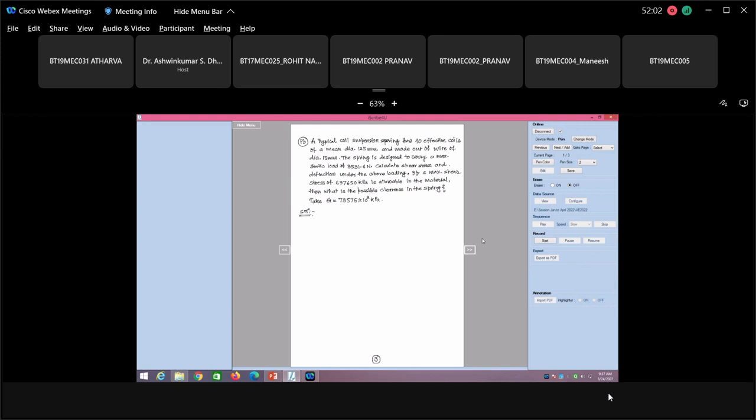So sir, what do we have to calculate here? See, it says a typical coil suspension spring has 10 active coils. So the number of active coils, n is equal to 10. It has a mean diameter, capital D given as 125 millimeter, and small d given as 15 millimeter. The spring is designed to carry a maximum static load, so P is equal to 3531.6 newton. Calculate the shear stress.